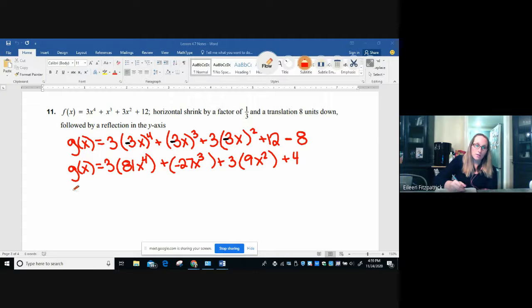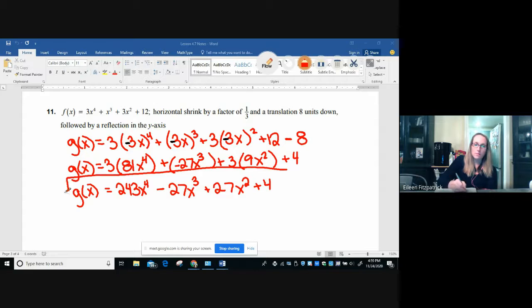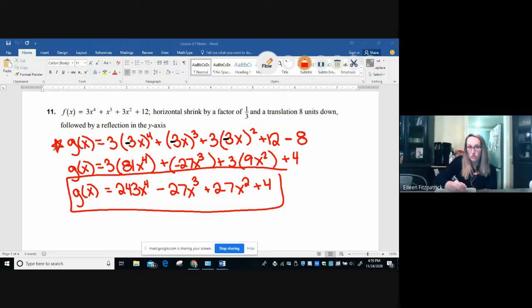All right, another step more to simplify. 3 times 81 is going to be 243 x to the fourth. And then I can clean up the signs here, make it minus 27 x to the third. And then multiply here to get a positive 27x squared. And finally a plus 4. Okay, so think about each of those transformations. Make sure you understand how I got this first step. Because once you get the first step, it's just cleaning up with some Algebra 1 skills.